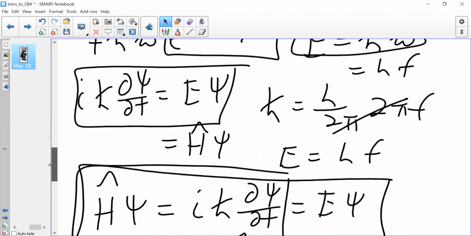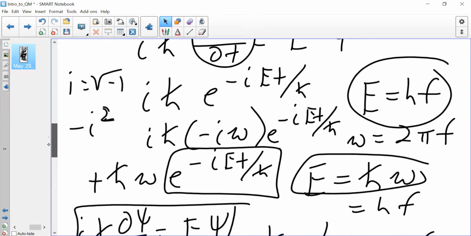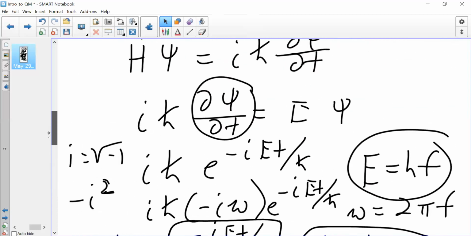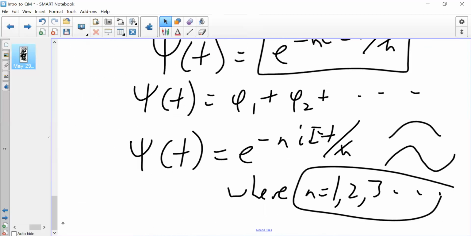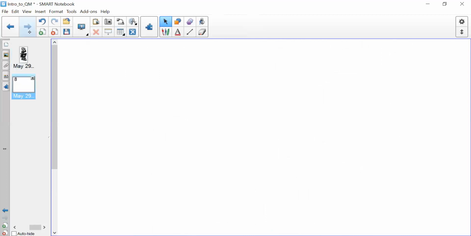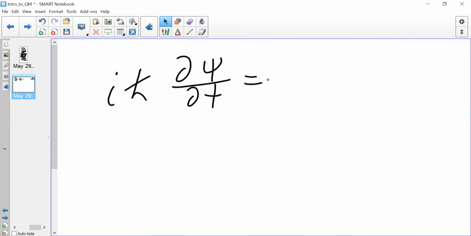So let's see if I missed anything. No, it got a little messy there. So I'm not too far into this. I think what I'll do, I'll just derive it again. I mean, if you followed that, you can go back over the video. So, iħ ∂ψ/∂t equals Eψ. It's the time dependent energy.